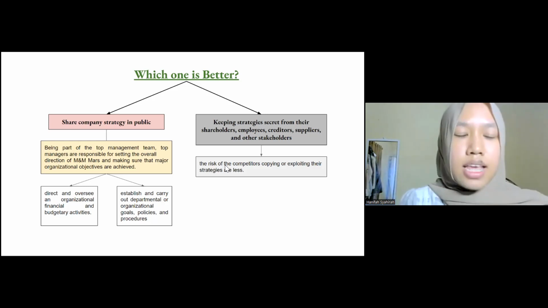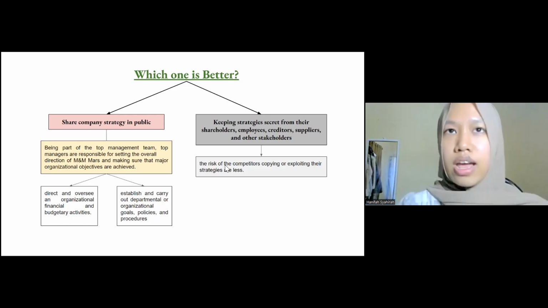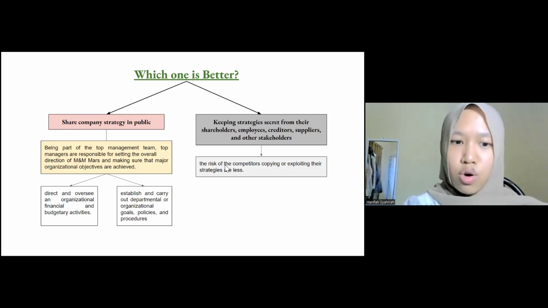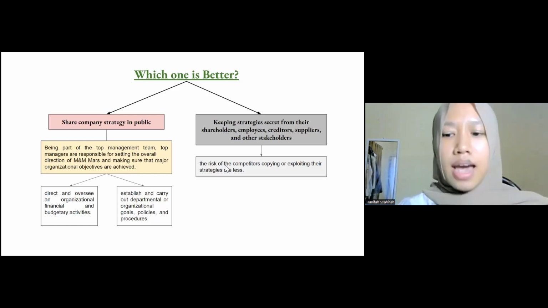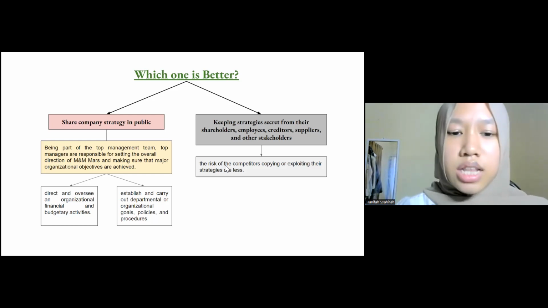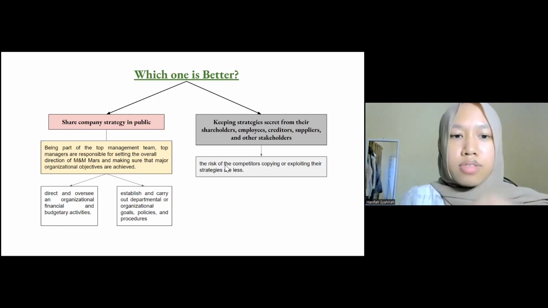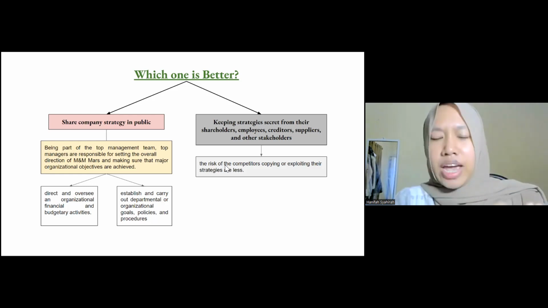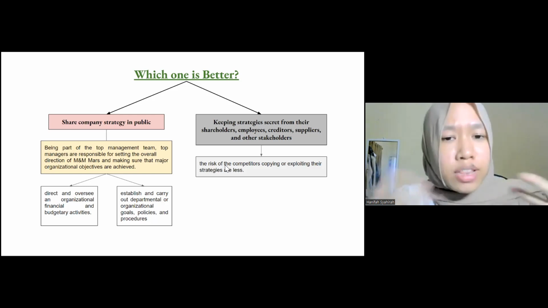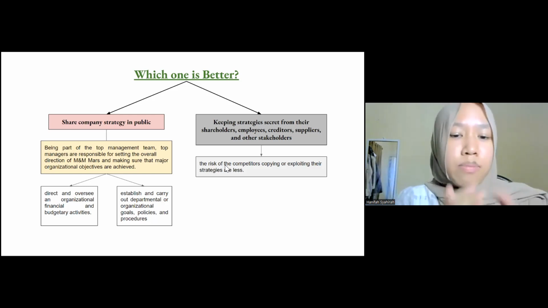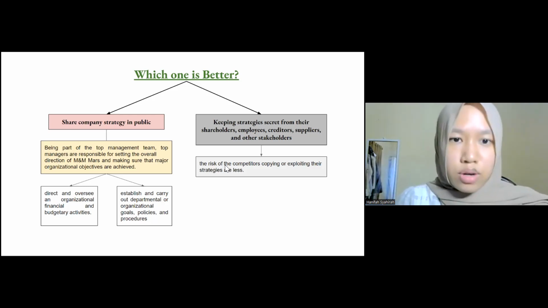The first is that top-level management can direct and oversee the organization's financial and budgetary activities. So everything is more in control of the top management, and they know about the financial and budgetary activity that happens. The second is that they can establish and carry out departmental or organizational goals, policy, and procedure, because they know what happens in the company, and since the strategy is shared in public, everyone knows about the strategy.